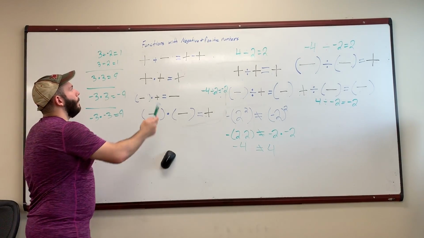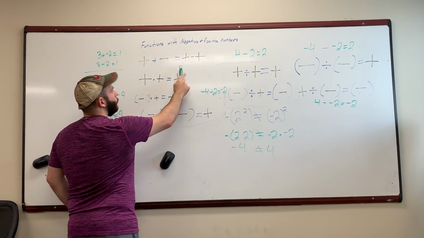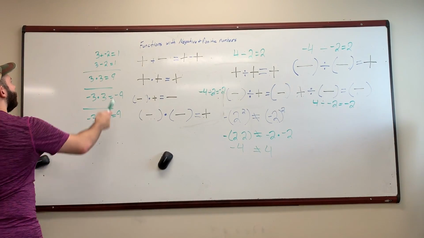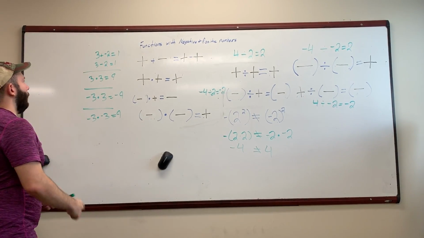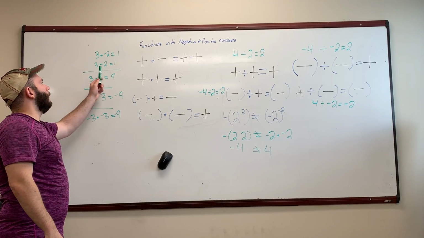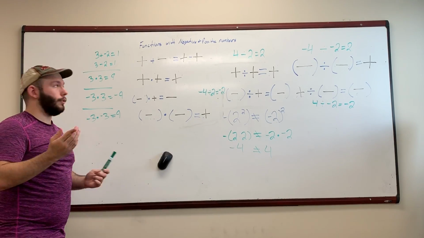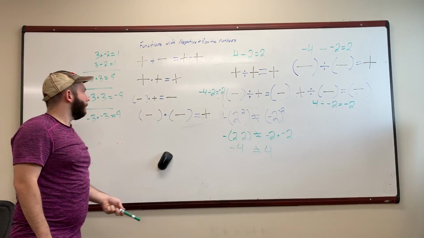So anytime you're adding a negative number, it's going to be equivalent to subtracting a positive number, and vice versa. As a real world example, 3 plus negative 2 is equal to 1. And 3 minus positive 2 is equal to 1 as well. That's because they are equivalent functions. So in short, adding a negative is the same as subtracting a positive.